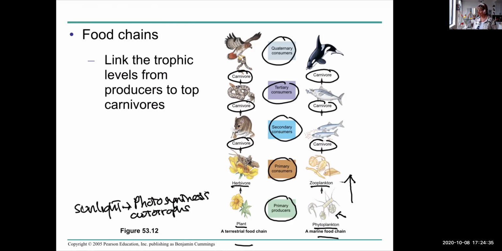So let's look at a web. A web is different than a chain. It's a branching chain with very complex interactions. So here you have phytoplankton. It's eaten by krill, a euphausiid, but also by copepods. We're going to be looking at copepods in the lab.